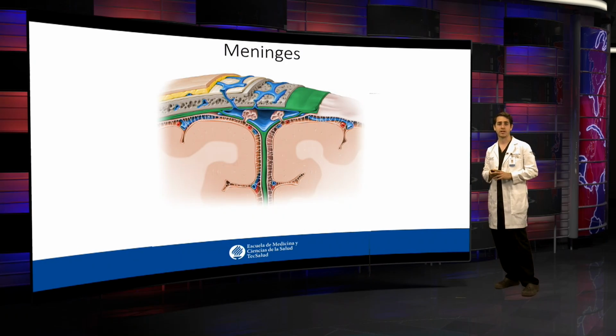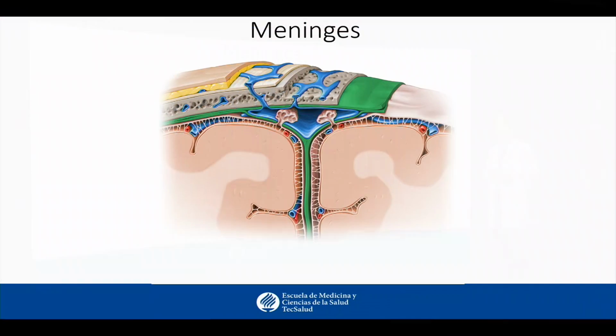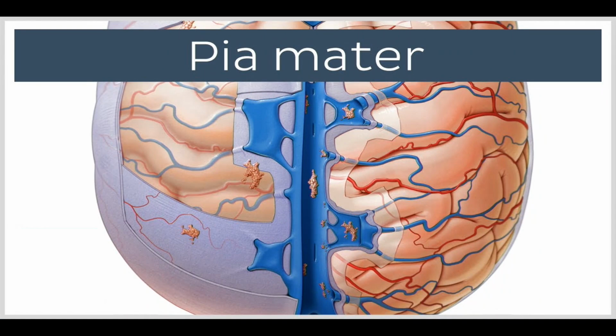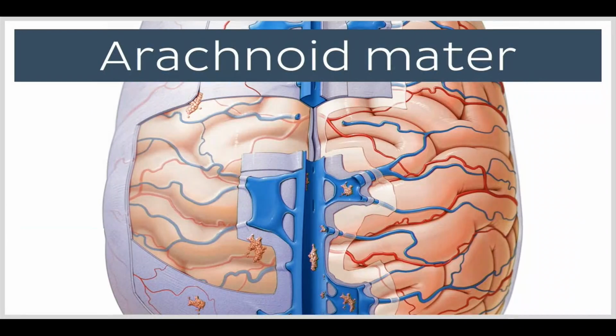Well, let's talk about the meninges. The meninges consist of three tissue layers that cover the brain and spinal cord: the pia, arachnoid, and the dura mater. The innermost of the three layers is the pia mater, which tightly covers the brain itself. Outside the pia mater is the arachnoid mater. The arachnoid mater is a thin web-like layer.